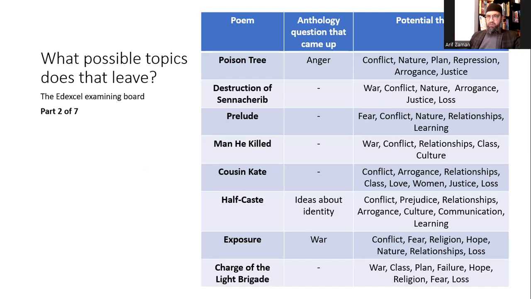Cousin Kate has not come up. The potential themes: conflict, arrogance, relationships, class, love, women, justice, and loss. Half Caste has come up. We mentioned identity, but other potential themes: conflict, prejudice, relationships, arrogance, culture, communication, and learning.